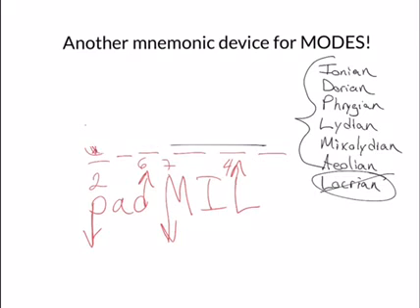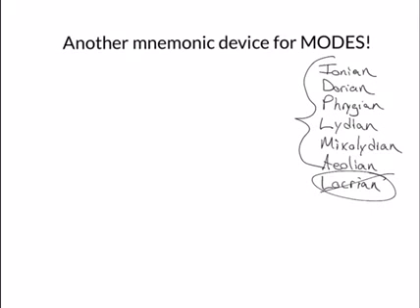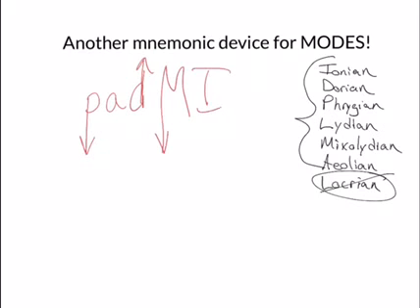One other advantage of remembering it this way. So, excuse me while I take a little time to erase it. All right. So, we'll write it in red again. Why not? So we're going to do pad. Ooh, that was not a great D, but you knew what I meant. MIL for Phrygian, Aeolian, Dorian, Mixolydian, Ionian, and Lydian.